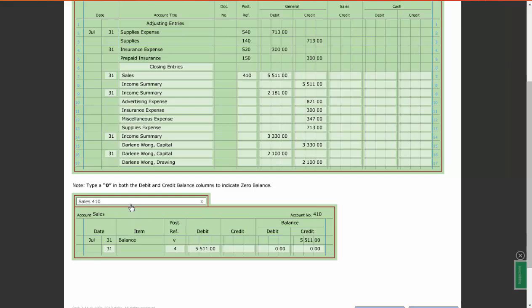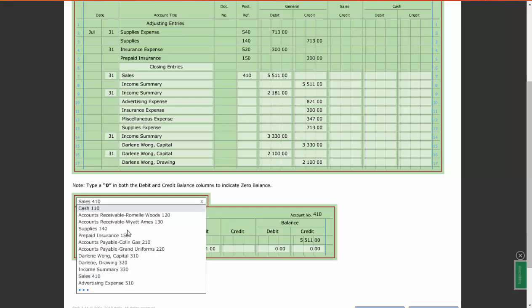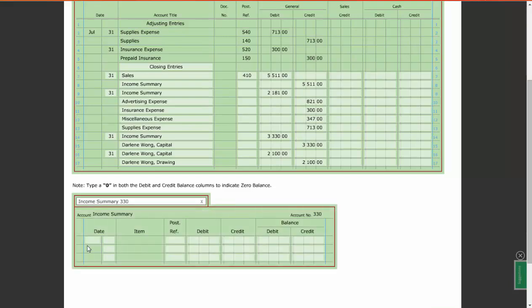I'm going to do the same thing to income summary. This is the first transaction on line 8 of my journal. I have to put in July. Today is the 31st, post reference 4. And I'm crediting income summary $5,511. It previously had a 0 balance, so it now has a credit balance of $5,511. I put account number 310 back up top.